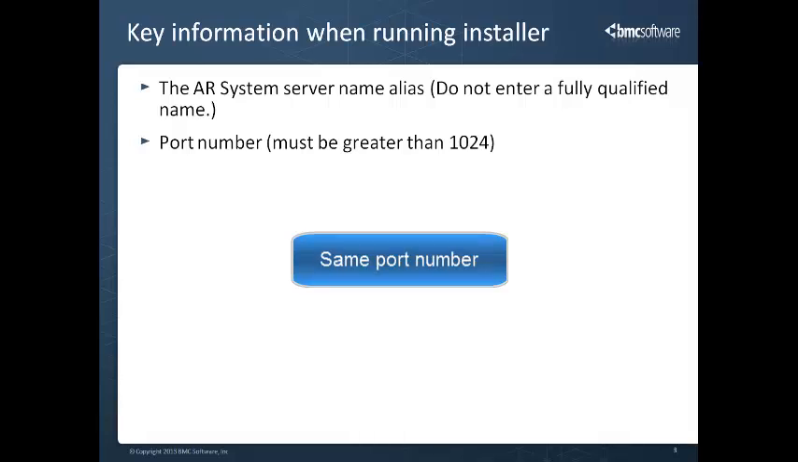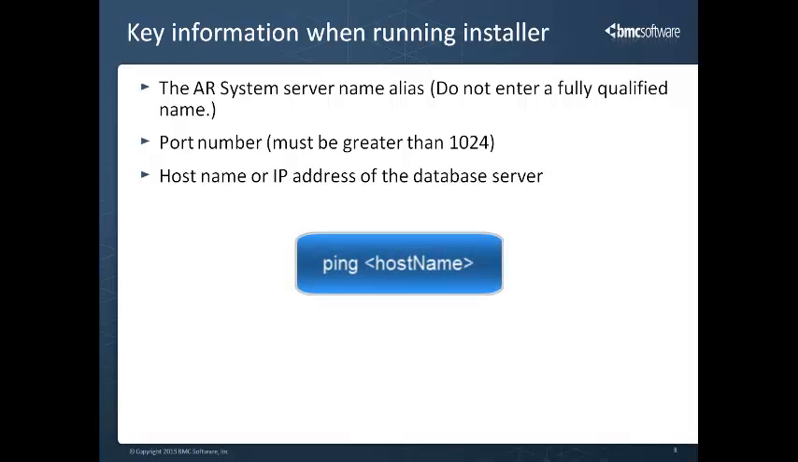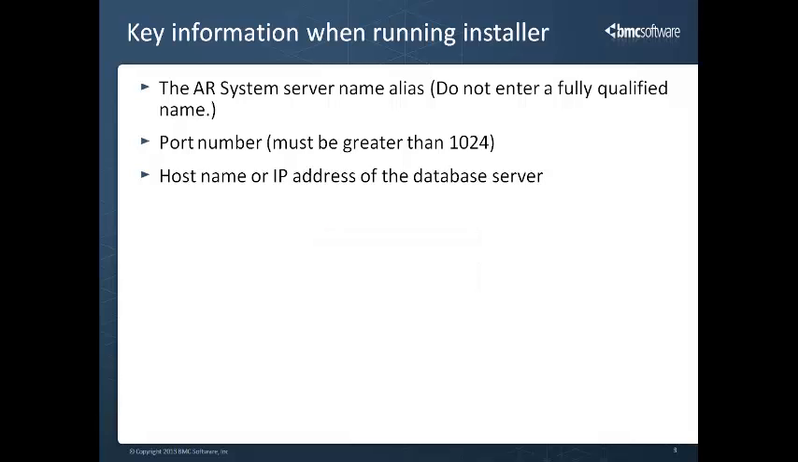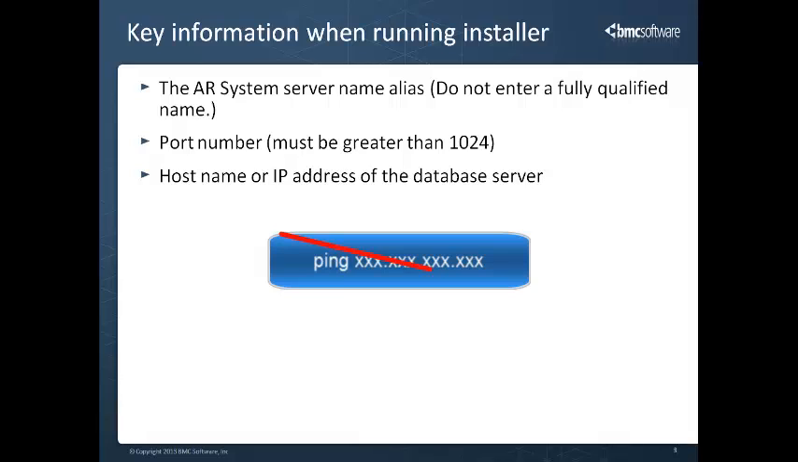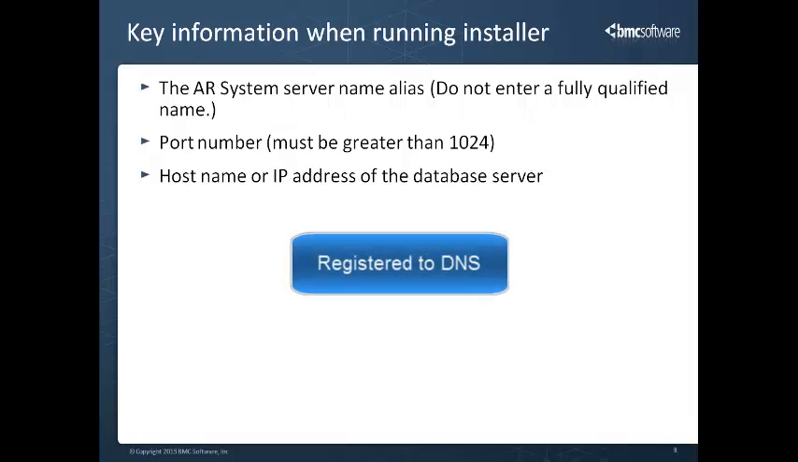If you do not specify a port, the operating system assigns an available port each time the AR System server is started. You can also register with the port mapper. You'll also need the host name or IP address of the database server. The computer from which you are installing must be able to ping the name or address you provide. BMC recommends that you enter the short name of the server. If you enter an IP address and it changes later, you might encounter connection issues. Ensure that your database server and AR System server host are registered to the DNS, or Domain Name System.